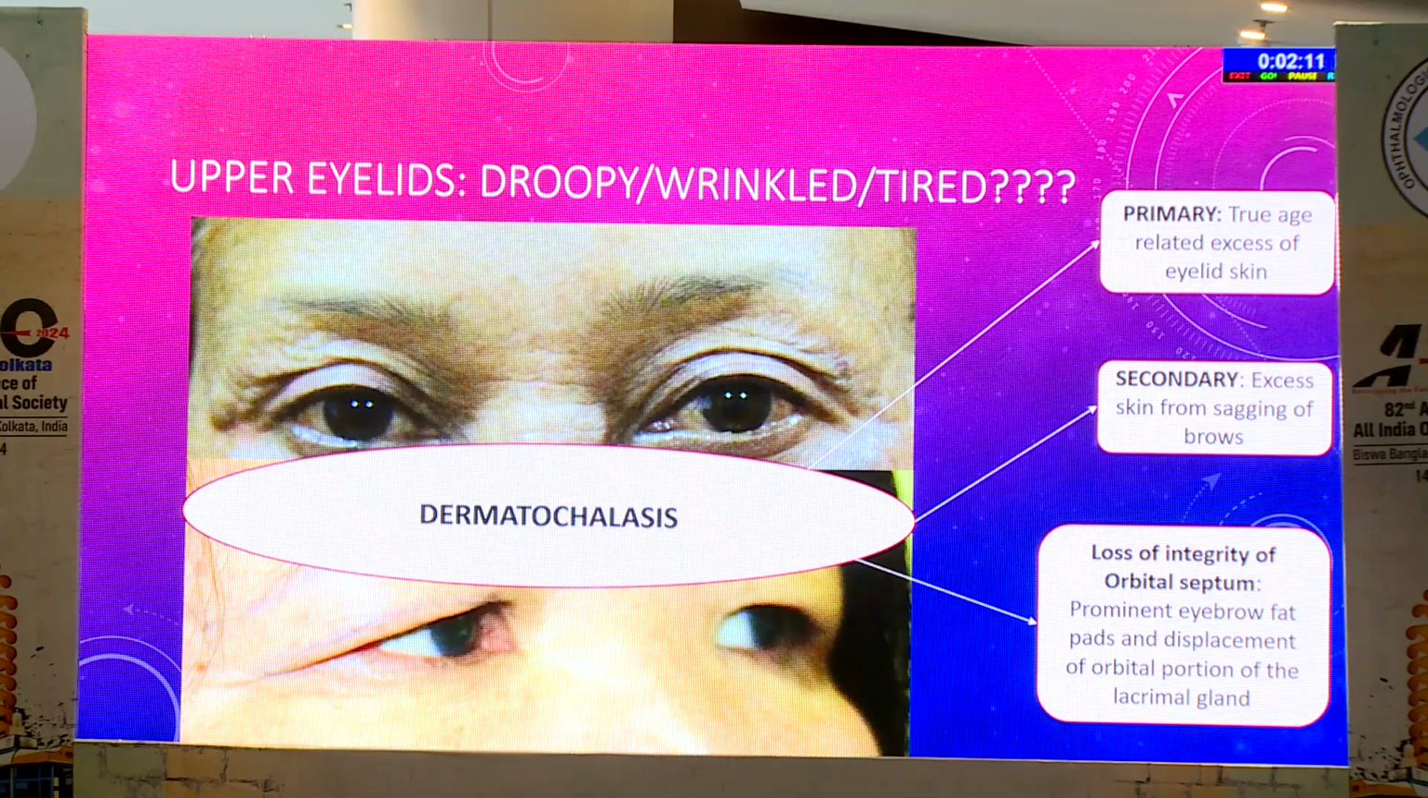With age, there is loss of integrity of the orbital septum in the upper lid, which can cause prominent eyebrow fat pads and displacement of the orbital portion of the lacrimal gland. That can also increase the bulk of the upper eyelid in addition to dermatochalasis.